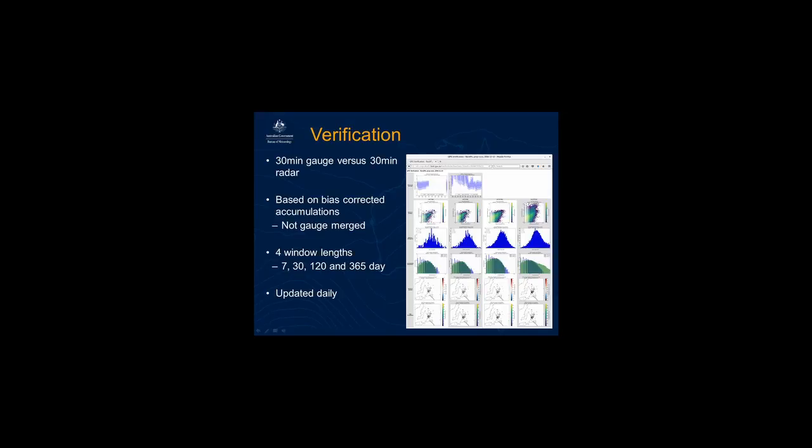And generally in Australia, nothing much happens in a week. Very often it doesn't rain for a week. So we find that with verification, we need the last 30 days or the last 120 days in order to get enough observations to have a clear idea of the current characteristics of the radar.